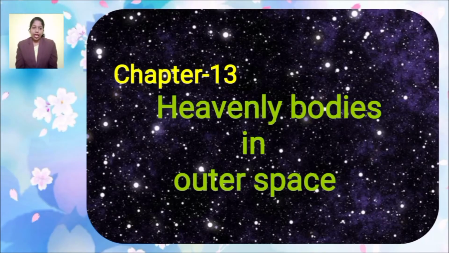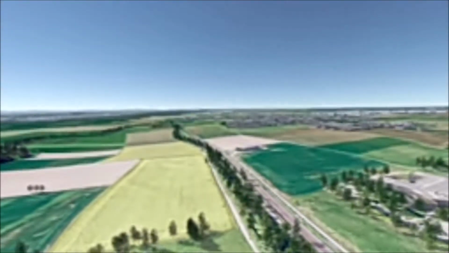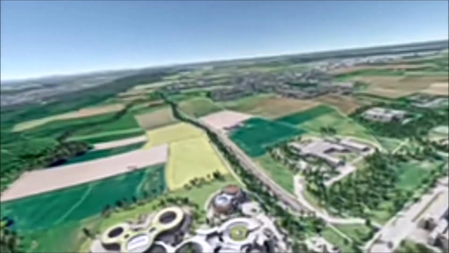Chapter 13, Heavenly Bodies in Outer Space. The sun, the moon, the stars and planets are heavenly bodies. And children, what is space? Let's go into the space.